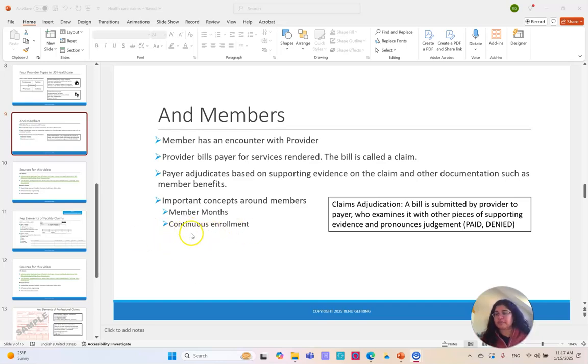And continuous enrollment, the idea here is if I am with a plan for a certain length of time, then I'm said to be continuously enrolled. And this is an important concept for measuring performance of the health plan. How well did a health plan do? Then you would look at how many people were continuously enrolled, and out of those people, what was the health plan's performance in a diagnostic service, for example.